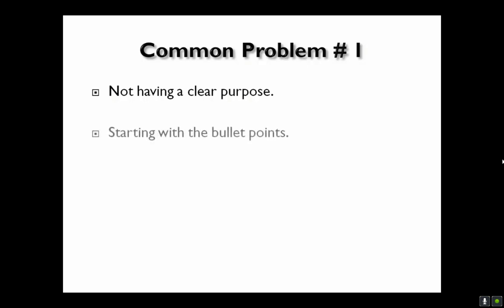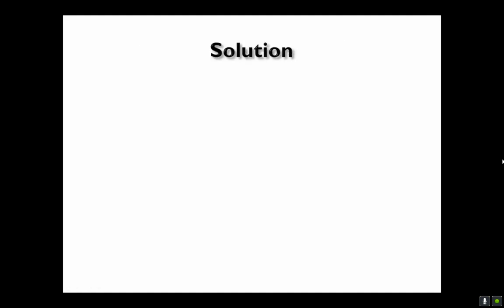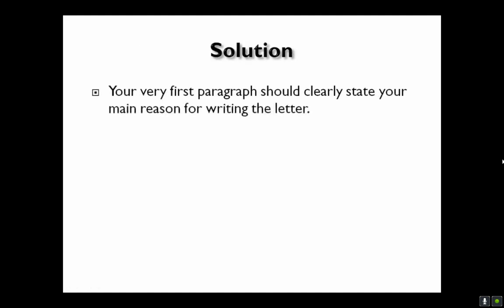The other thing people do is they start with the bullet points. So instead of telling the reader, telling the examiner what the letter is about, they just immediately start talking about the bullet points, and that is extremely confusing and difficult to read. So the solution to this problem is your very first paragraph should clearly state your main reason for writing the letter. So it's dear whoever, dear sir, madam, or dear your friend, and then immediately after dear, you write the main reason for writing the letter.